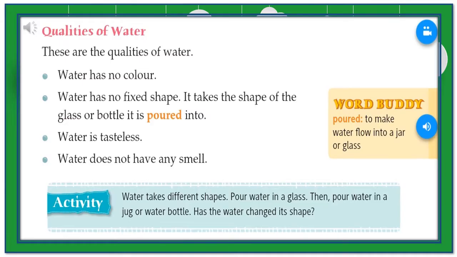Qualities of water. These are the qualities of water. First, water has no color. Second, water has no fixed shape. It takes the shape of the glass or bottle it is poured into. Third, water is tasteless. Fourth, water does not have any smell.